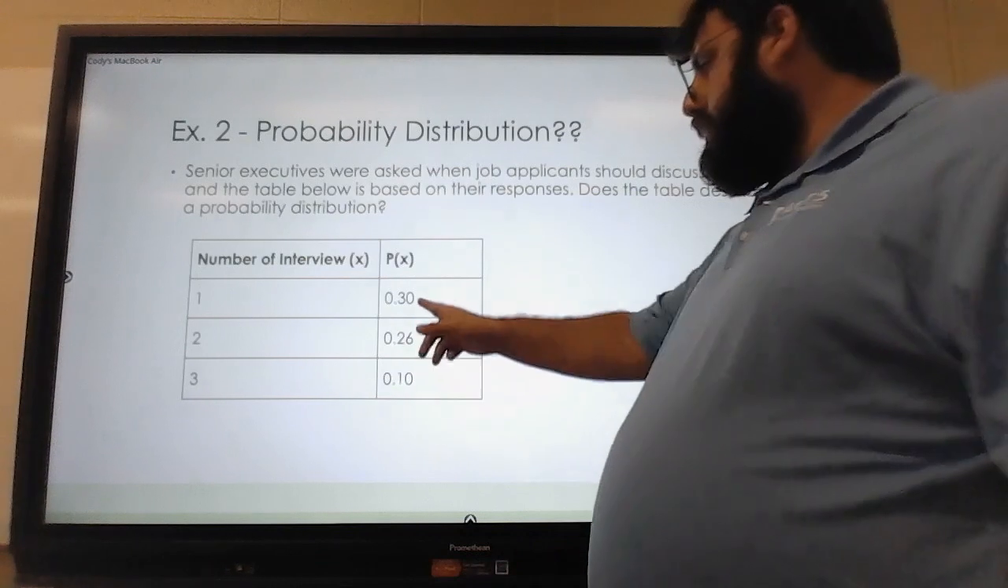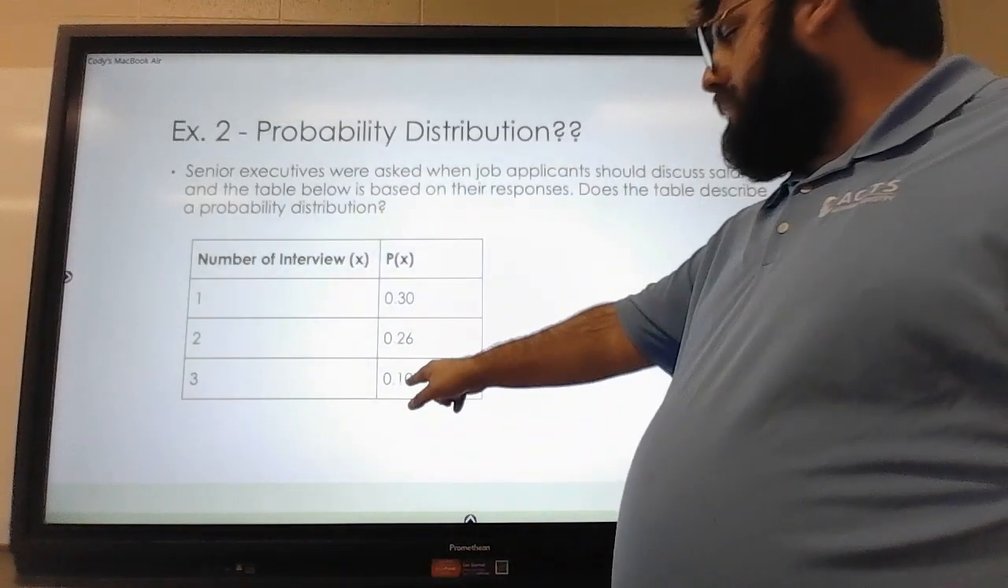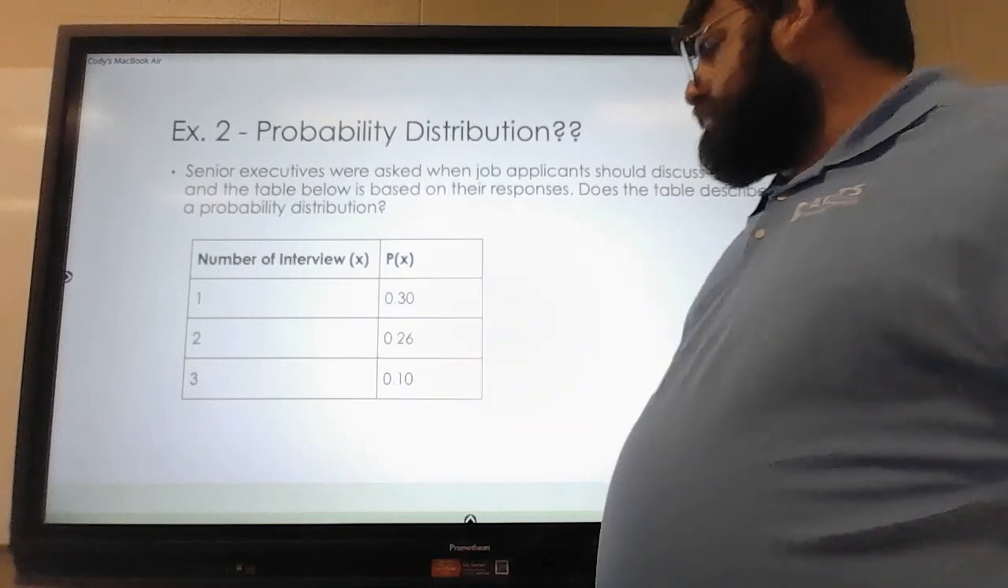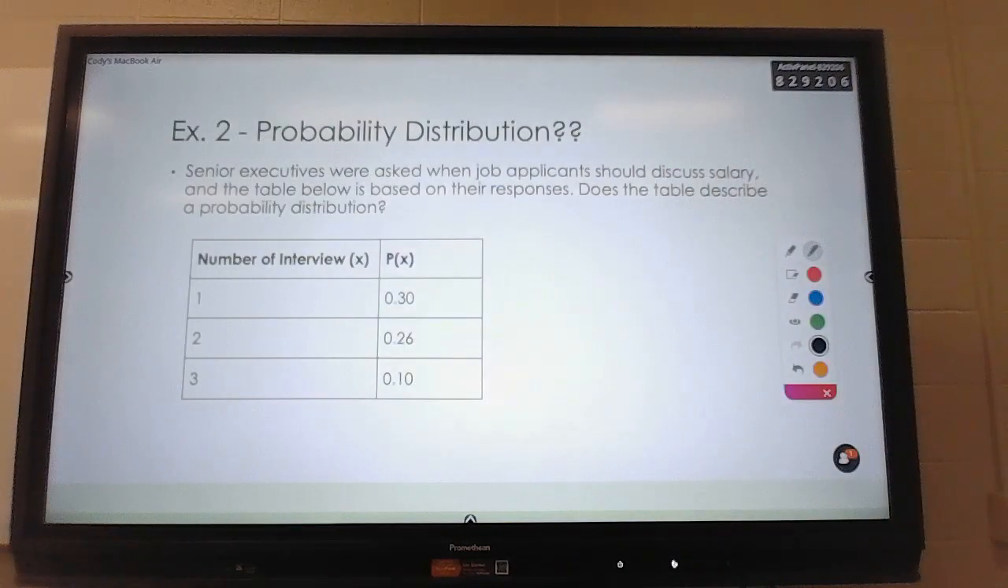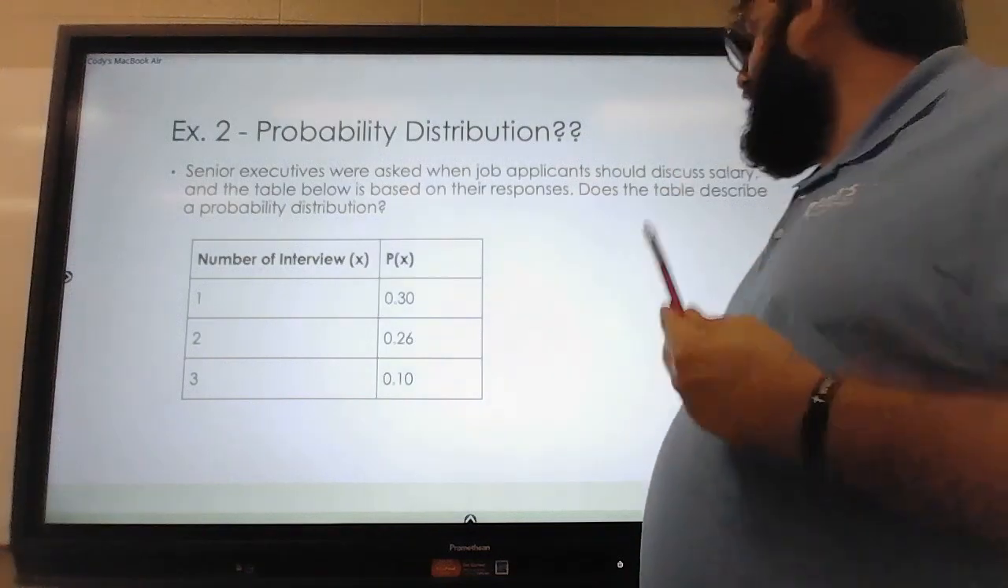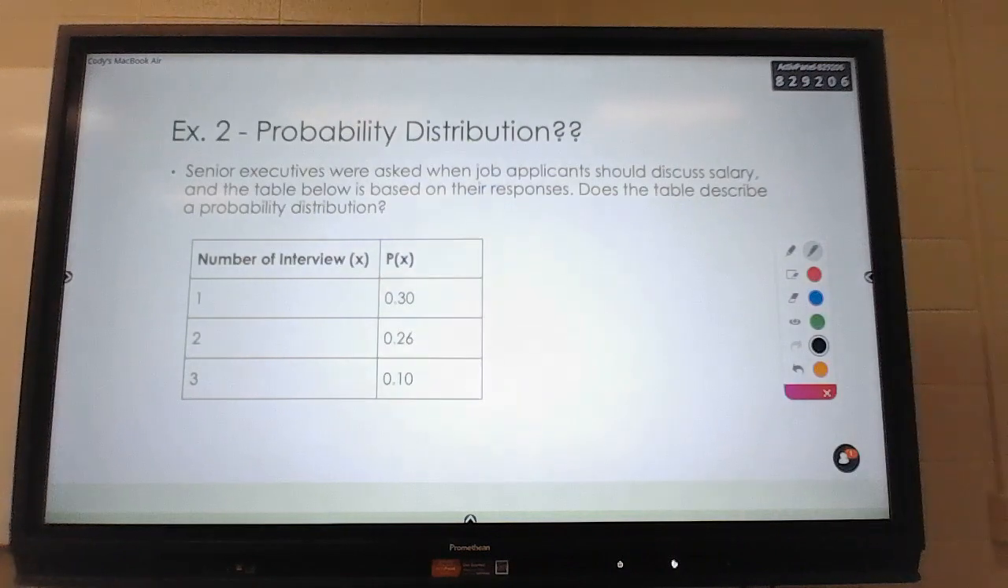I have 0.3, 0.26, and 0.1. So 0.3 plus 0.1, that's 0.4. 0.4 plus 0.26, that's 0.66. It's not equal to 1. So it's not a probability distribution because all of these probabilities do not add up to be equal to 1.